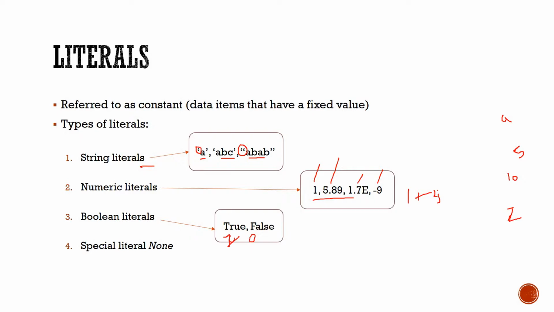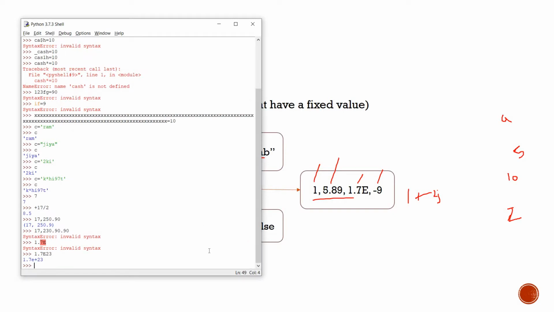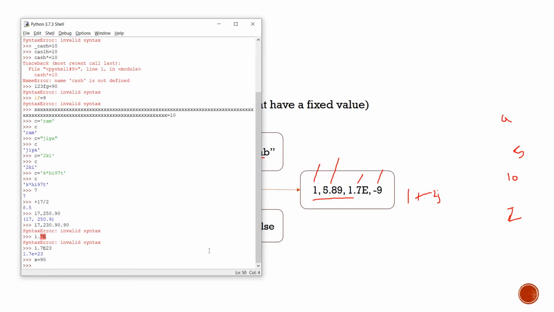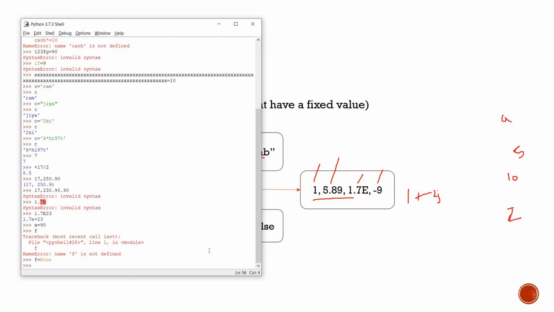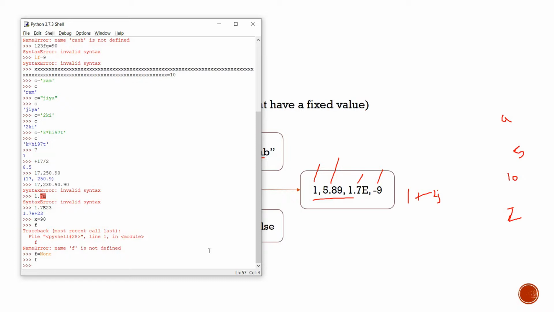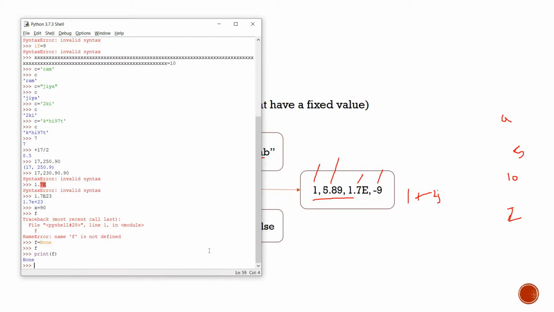Okay, let us see over here. I am writing x is equal to 90. Okay, fine. Next I am writing f. So f is not defined. F is not having any value. Okay, if I am writing f is equal to none. Okay. So now I am printing f. F is not having any value. If I am writing print f, so now you see the f is having value none.